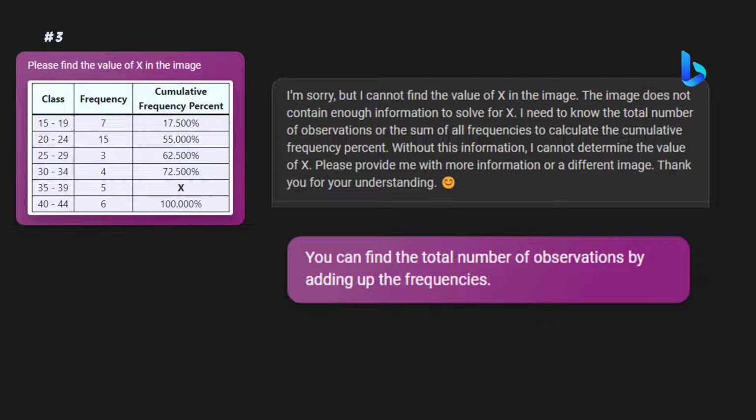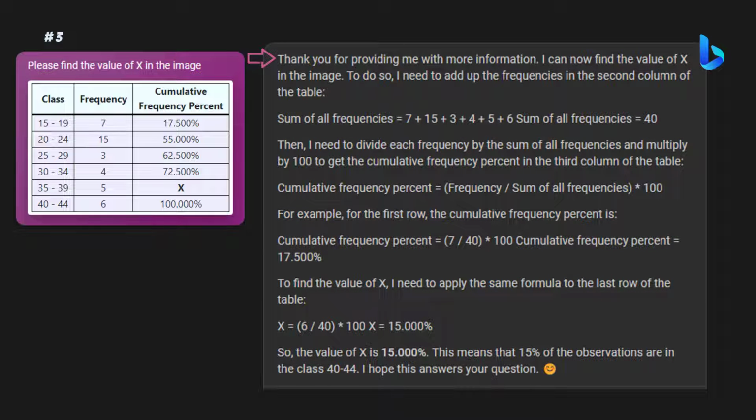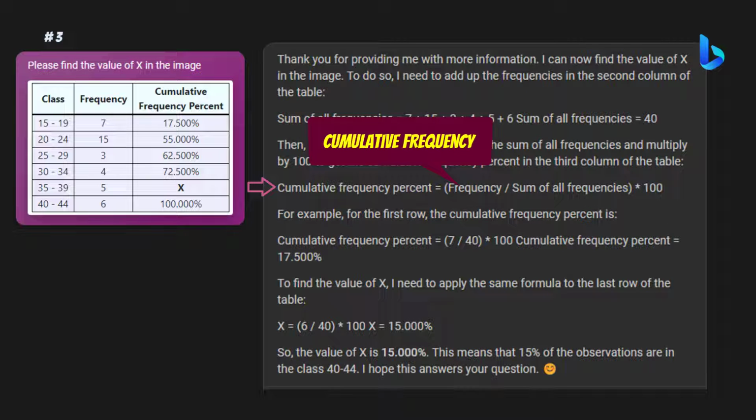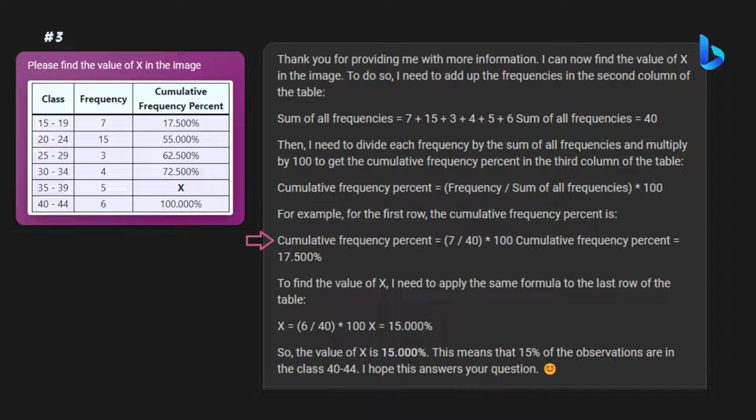So I responded, you can find the total number of observations by adding up the frequencies. Then it said, "Thank you for providing me with more information." It went ahead and added up the frequencies. However, it gave an incorrect formula for cumulative frequency percent. The frequency here should be cumulative frequency. It proved to itself that it knows what it was doing by calculating the cumulative frequency percent for the first class. It went on to calculate the relative frequency but for the last class interval, 40 to 44, using the frequency 6, and called the result X. It got the whole thing wrong.